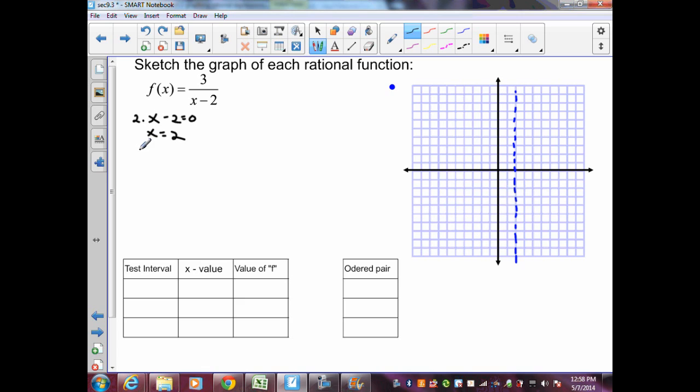Number 3, I want to find my horizontal asymptote. And since I have a degree in my denominator larger than the degree in my numerator, I have a horizontal asymptote at y equal to 0. And I can plot that.